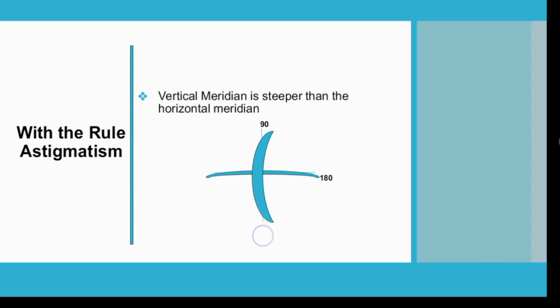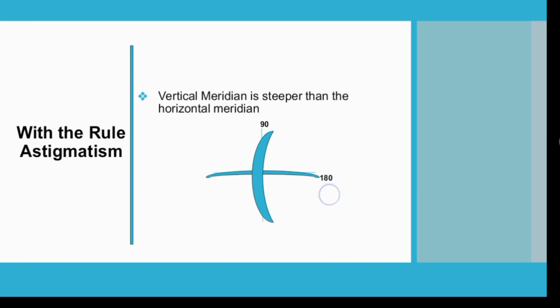With the rule, you can remember it this way: there is a nature's rule in our eye that the eyelids exert some pressure on the cornea. This is our cornea. Due to that pressure, the vertical meridian, or vertical diameter, of the cornea is less, and its power is more because of this steepness. So due to the pressure from the upper and lower lids, the vertical meridian is steeper and the horizontal meridian is flatter. This is nature's rule, and we call it with-the-rule astigmatism.